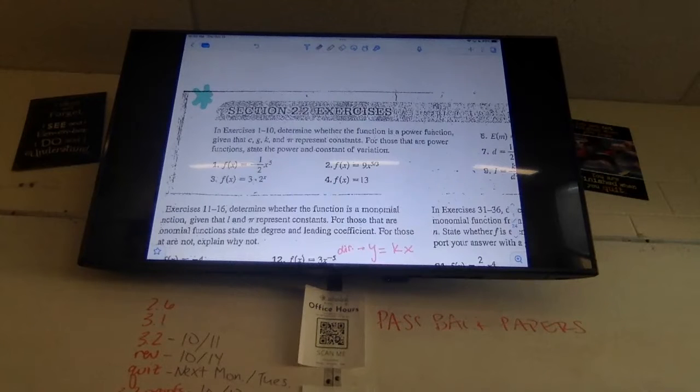Y equals K times x to the power of A. So we have x and we have an exponent with our x. That exponent component can be positive, it can be negative, it can be a decimal, it can be a fraction, it can be any of those things.